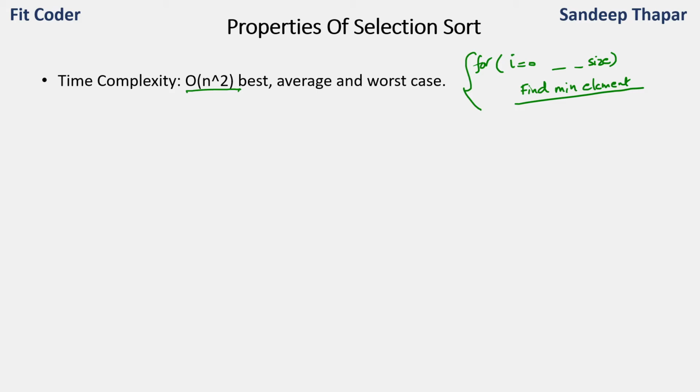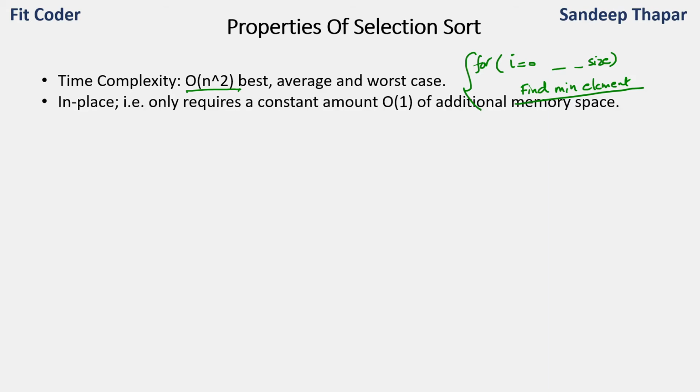Even if the array is sorted, there will be no change in the complexity because at every step we'll still have to find the minimum element. So the complexity remains the same, which is order of n square. This is an in-place algorithm, which means it does not require any extra space. So the space complexity is order of 1.